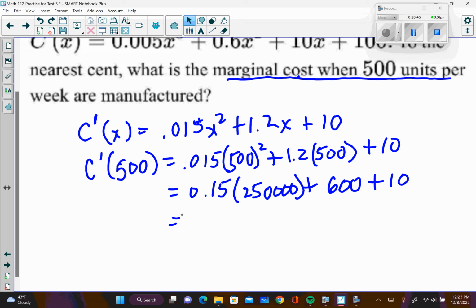250000 times 0.15 is 37,500, and 37,500 plus 610. Okay, so there's a mistake.